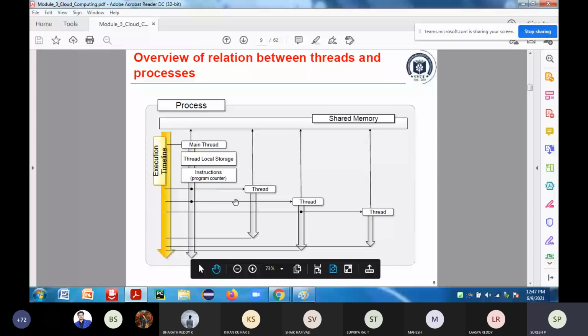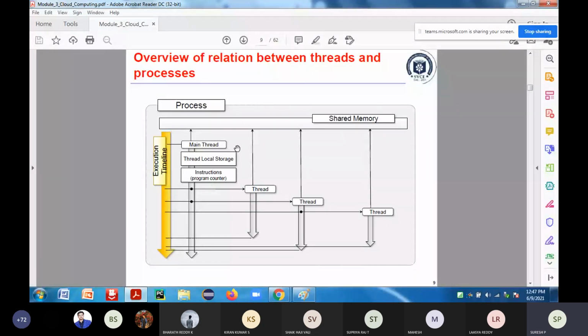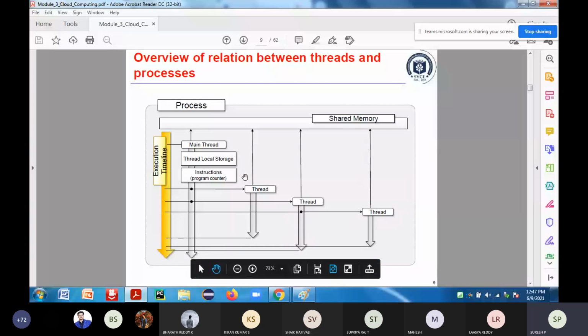From the figure, the main thread, thread 1, thread 2, all these threads are going to share the same memory, the same shared address space. Your main thread is nothing but the process. Inside that process, the main thread creates the child threads, and all these threads share this common instruction program counter.